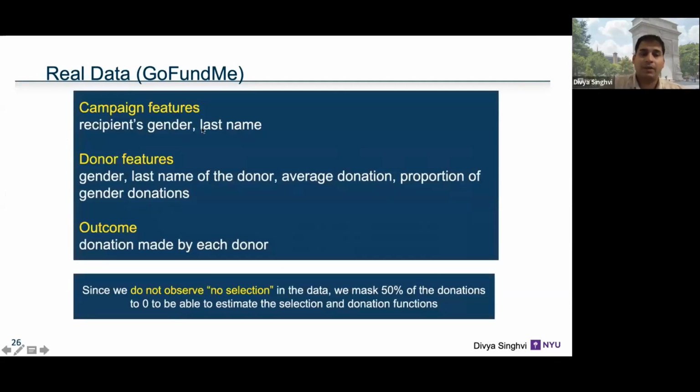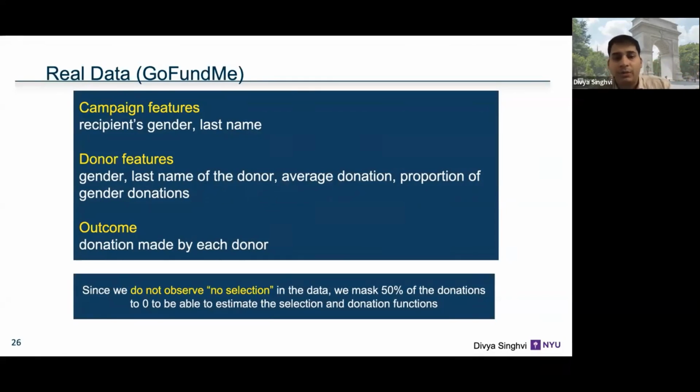Now, to run our experiments, what we really need to do is come up with an experimental setup. In this experimental setup, we use campaign features and donor features to represent each campaign donor interaction. As I mentioned, this includes recipient's gender and last name, the donor's gender and last name, and some other features. The outcome here is the donation made by each donor. Now, one thing I'll mention here is that because this is an observational data study, we do not observe no selection in the data. We don't see the donors who came on the platform but did not accept the recommendation and just went away. This data set only records the donations that were made.